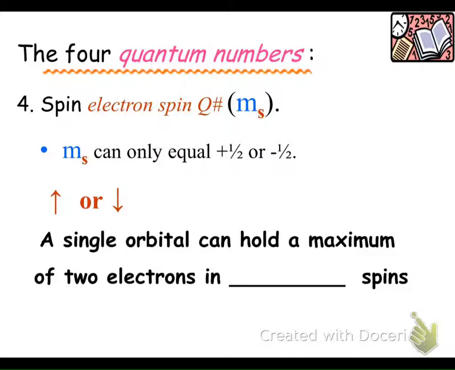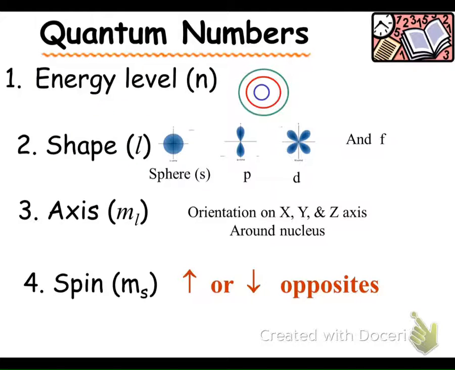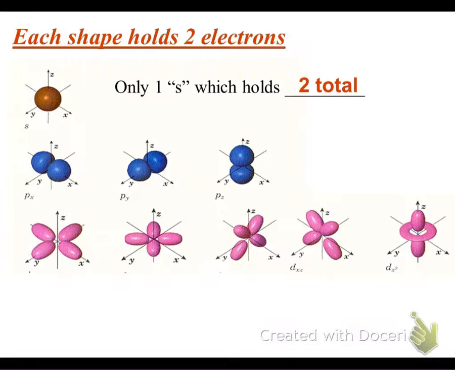A single orbital can hold a maximum of 2 electrons, but they must have opposite spins. So just kind of how you fit 2 shoes in a shoebox, they must have opposite spins. So here's our review of quantum numbers. We've got energy level, shape, axis, and spin. We'll talk about energy level and shape mainly when we talk about electron configuration. You'll learn about energy levels when we talk about Bohr models, and then when we talk about orbital diagrams, we'll apply the up or down spin.